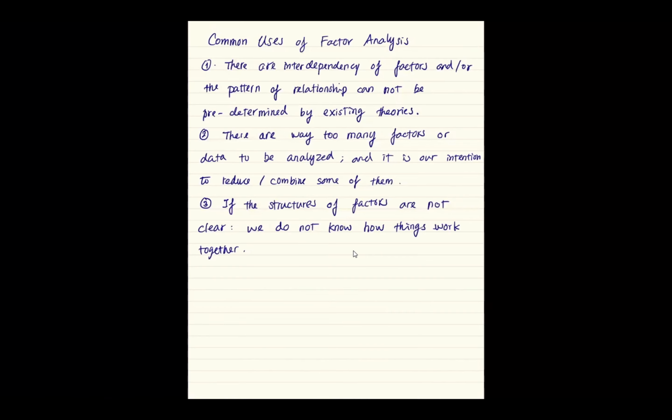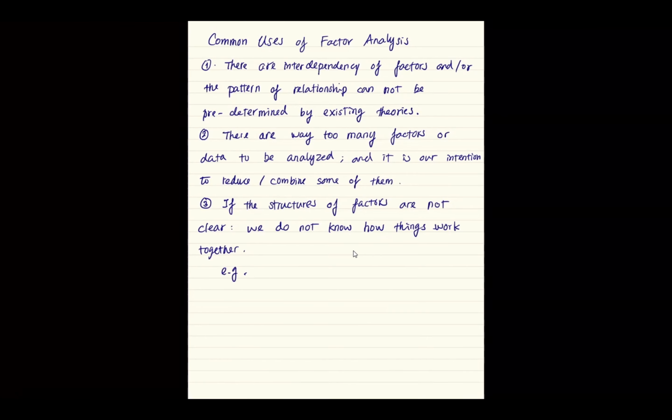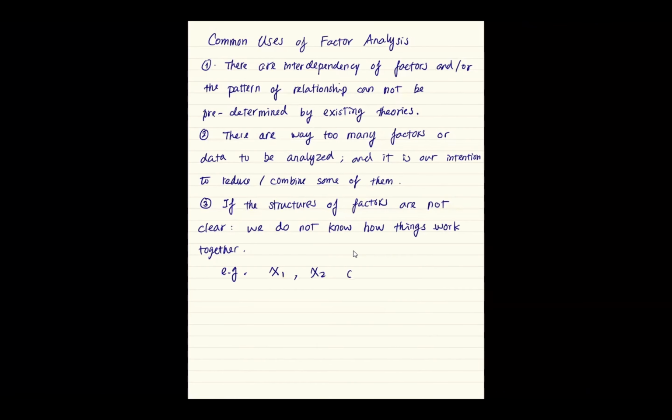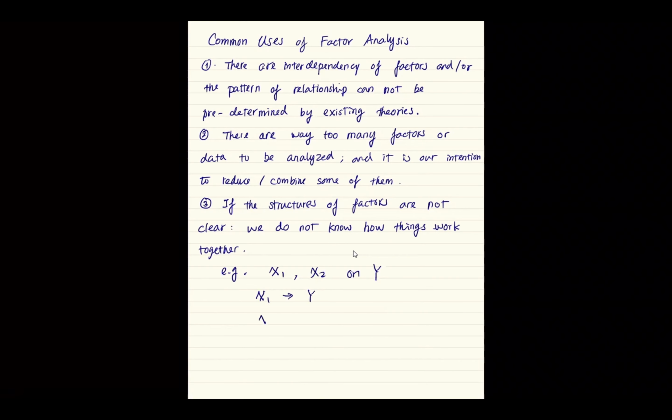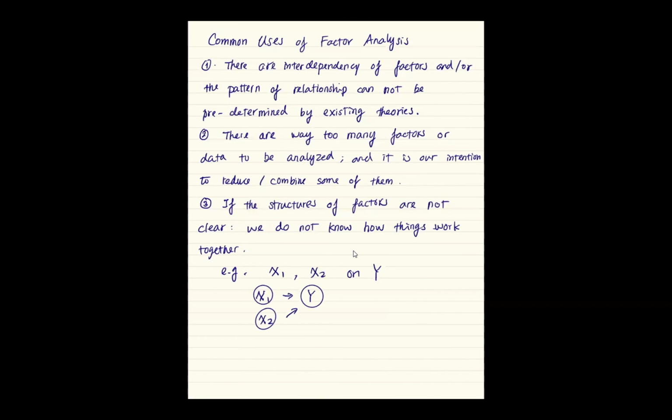Let me give you an example, okay? The example is x1, x2 on y. This is a simple example. I could have x1 affect y and x2 affect y. So it's possible that the structure of this group of factors works like this. They are very simple. X1 impacts Y, X2 also impacts Y, and X1 and X2 don't impact each other. This is one of the possibilities.